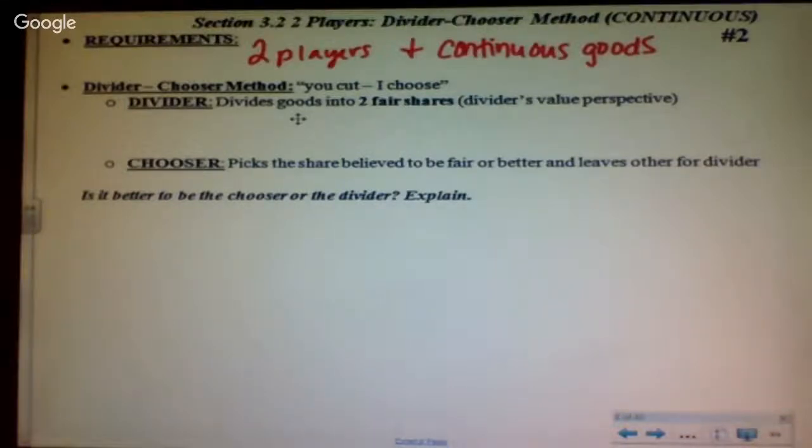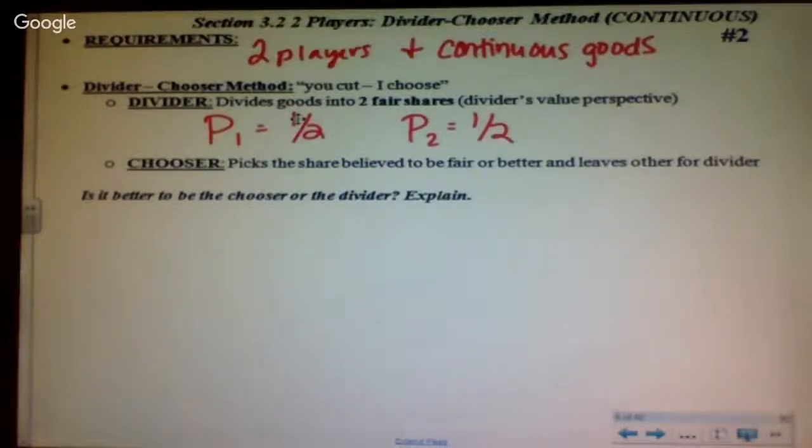The divider divides the goods into two fair shares. So piece 1 equals 1/2 and piece 2 equals 1/2. It doesn't matter how big you make your pieces; whoever cuts it, each piece equals 1/2 to the divider. Once you cut it, the chooser gets to pick what they want, and you get what's left over. So as the divider, you want to make sure that you cut it in half to what you think is fair, or else you don't get a fair share. You screw yourself.